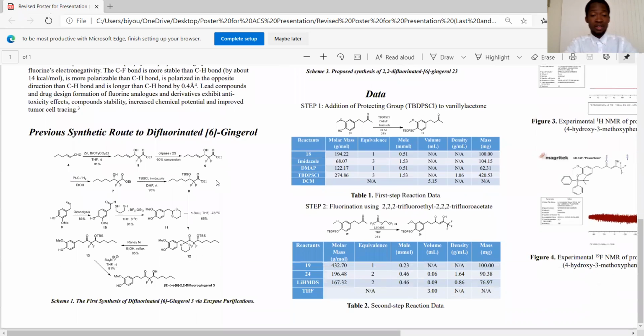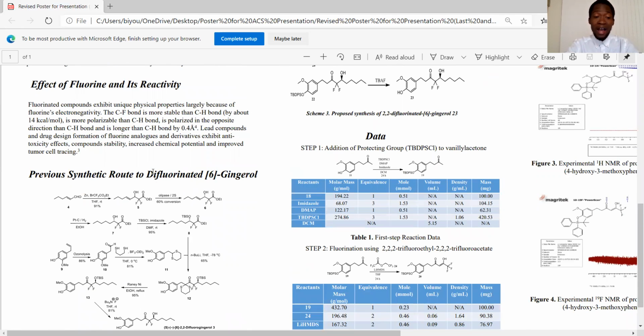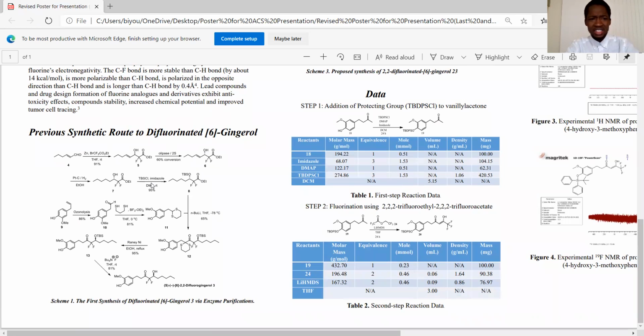So with that, there were some previous synthesis routes by other chemists. The first synthesis of cisgengerol was done in 1996 by Fukuda and his colleagues. With that, they were able to synthesize 2,2-difluorinated cisgengerol by a 12 step synthesis. And the starting material was the E conformation of an enal, which is an aldehyde. That was the starting material, and then they went through a lot of steps.